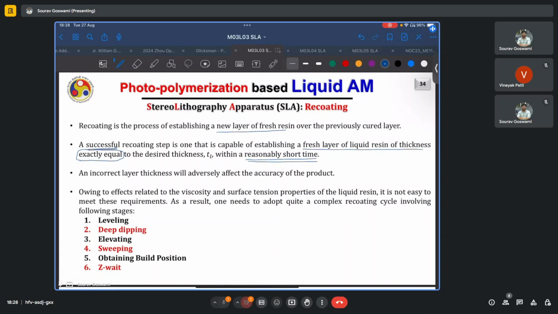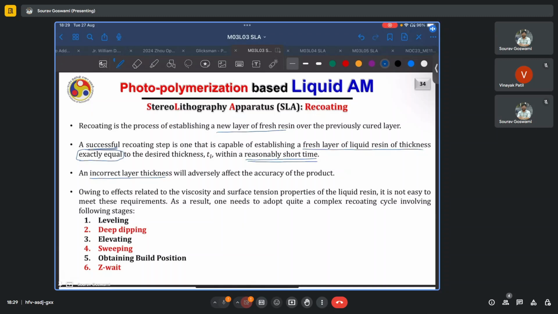Given that because of the motion of the stage and the flow of resin over the pre-built part, there will be perturbations and waves introduced in the resin. Therefore, we must allow some time for it to settle down and reach the steady state. However, this time is not really productive as it is not being utilized for the build, and thus it adds up to the total printing time. Any inaccuracies in the layer thickness will have adverse effects on the final accuracy of the product, as expected.